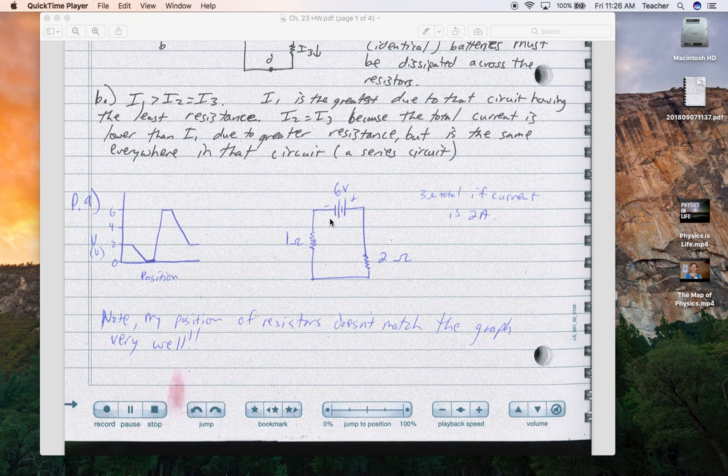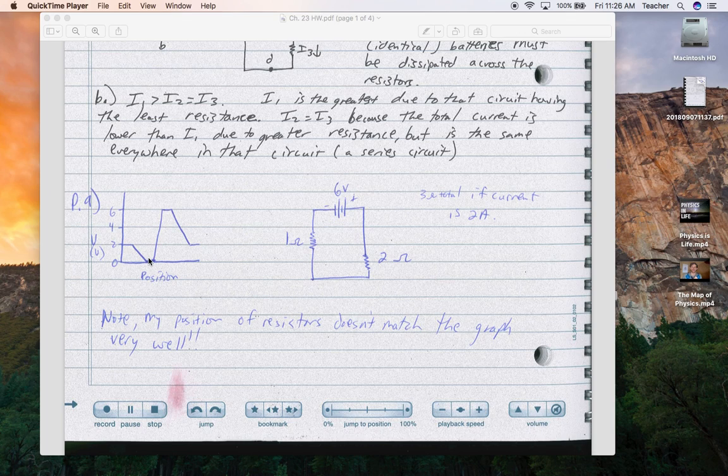This one would be a 6-volt power source, 2 ohm and 1 ohm resistors. So I need 3 ohms total resistance if the current is 2 amps. And the maximum potential is 6 volts. So my position of resistors doesn't match very well.